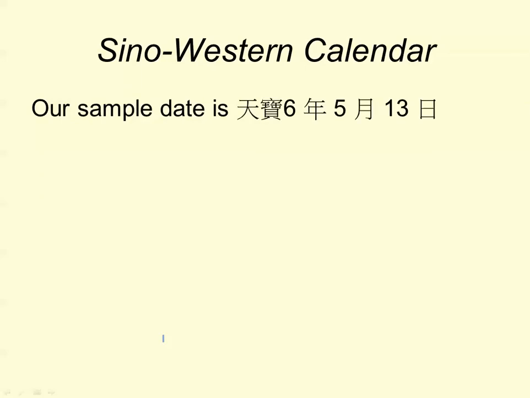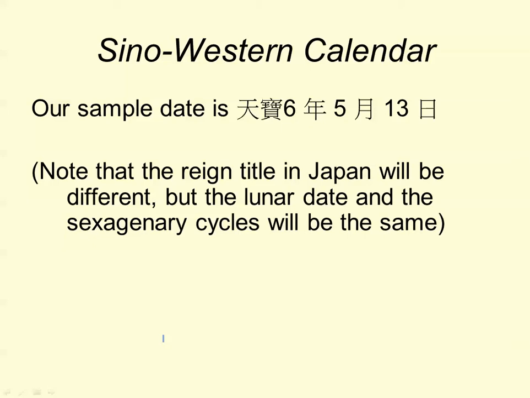So I'm going to use a sample data, and this is from Chinese history, not from Japanese history. Okay, so here's the Nengo, it's a Chinese Nengo, not a Japanese Nengo. But the sexagenary cycle is going to be the same, and the lunar date is going to be the same. So let me show you how this chart works. This one, I really like the Sino-Western calendar in a way a lot better than Tsuchihashi.